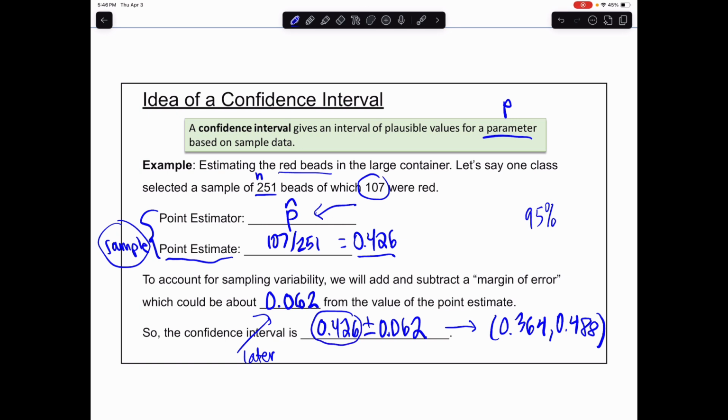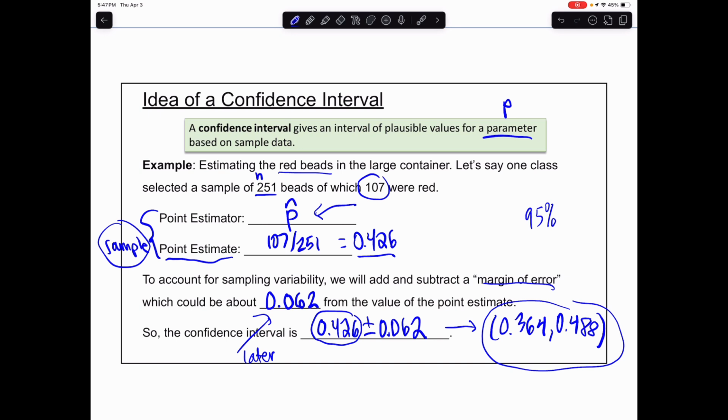And we add plus or minus what's called the margin of error. What that does is it creates an interval, and that is kind of like our best guess of what P could be, because we don't know what P is, but we do know P hat and we do know N. So we can create this interval that way.